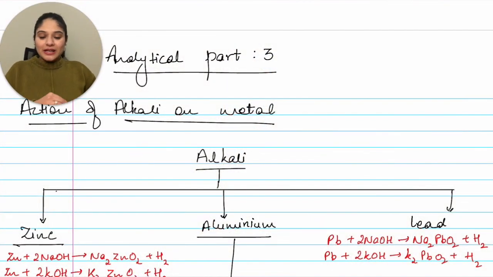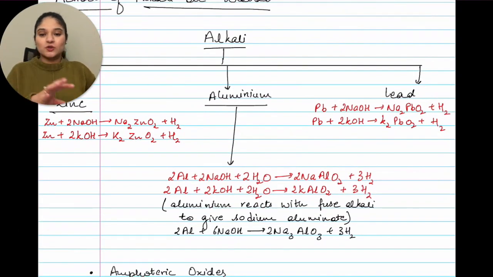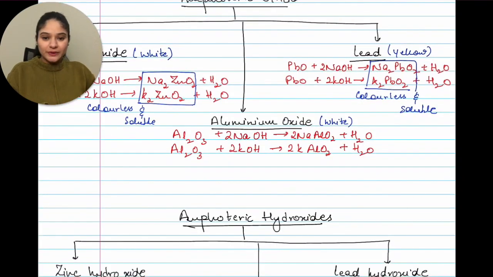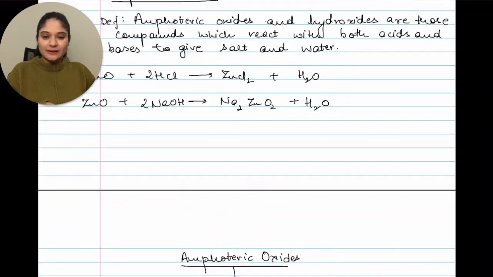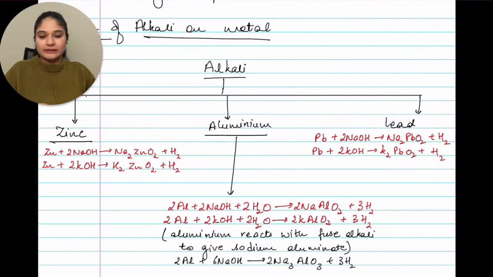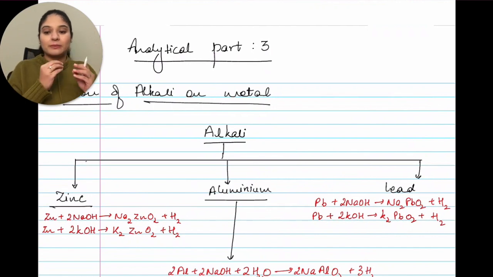If you look at the screen, you can see I have divided this portion into three kinds of flow charts for you, and in each of them we have the equations written. I've tried my best to make it an easier way to memorize these equations and understand what is happening. So let's begin with the first section, when you have alkalis reacting with metals.